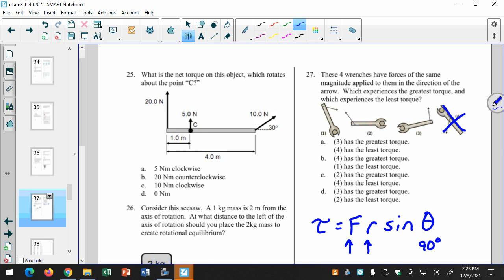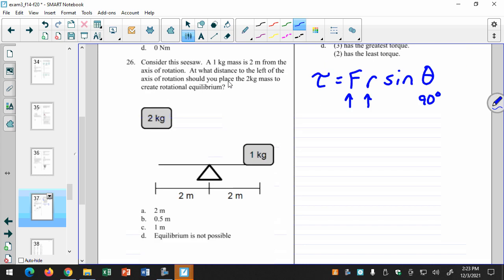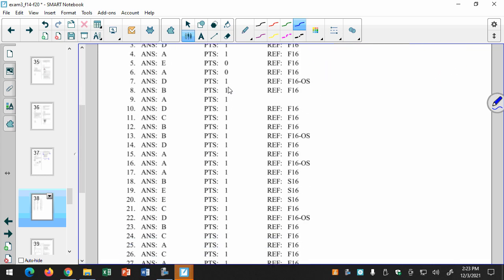3 is right. The reason it's 3 is because notice 1 and 2 are both at an angle. They're angled to the same angle, it's just one's going one way and the other's going the other way. So 3 has the biggest torque, and 4 has the least torque. So A would be the right answer. Let's find another ranking problem, okay? That's a good one, but let's look at some others too.